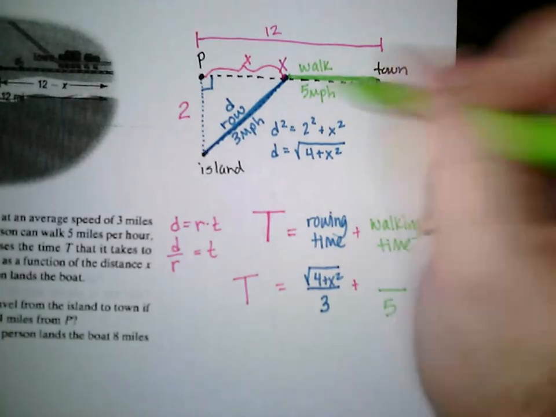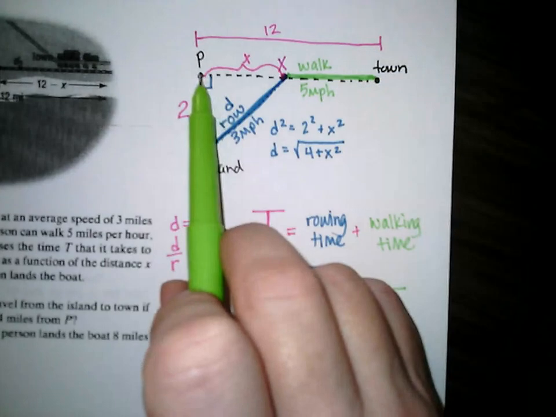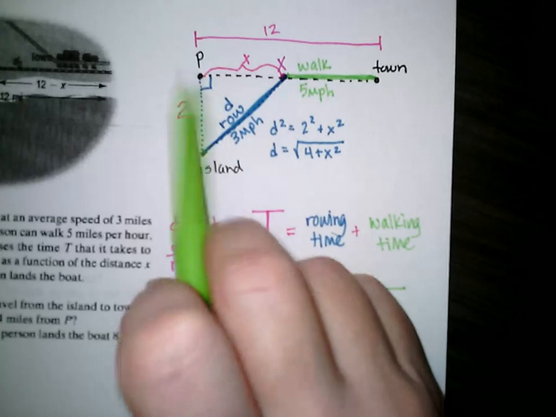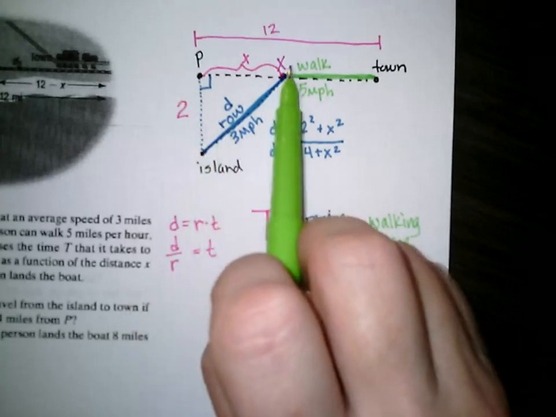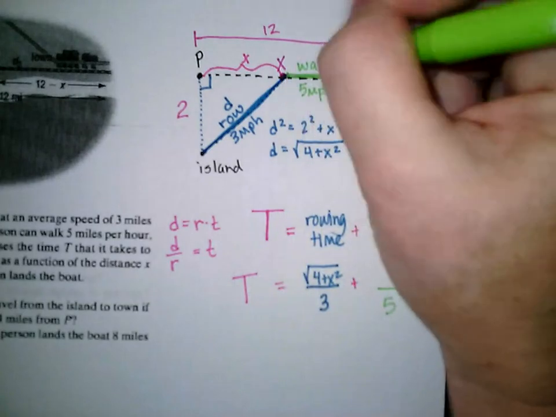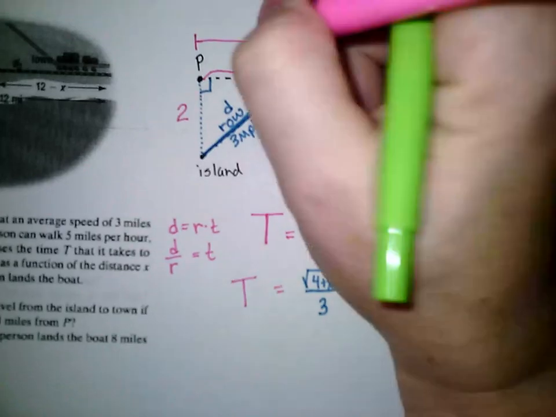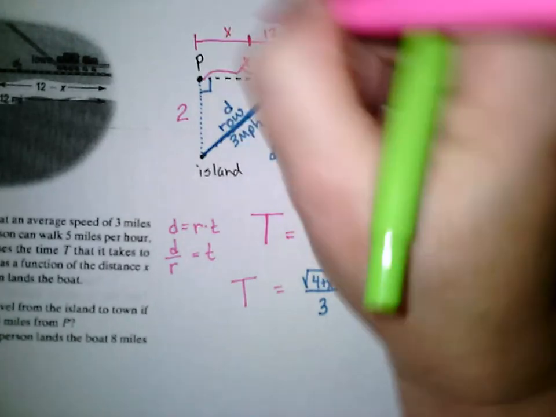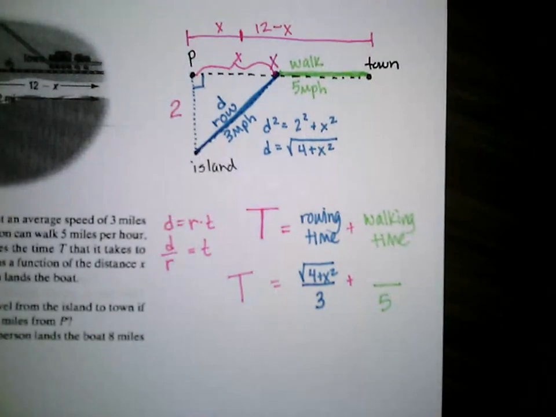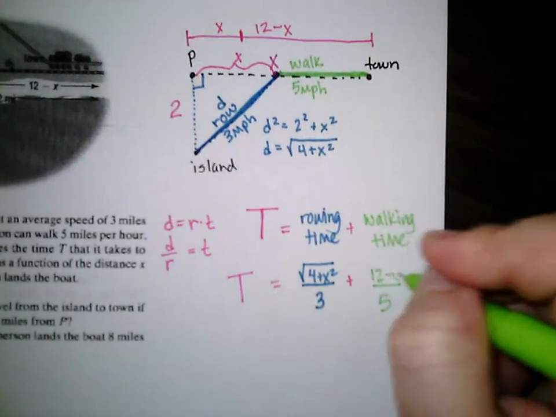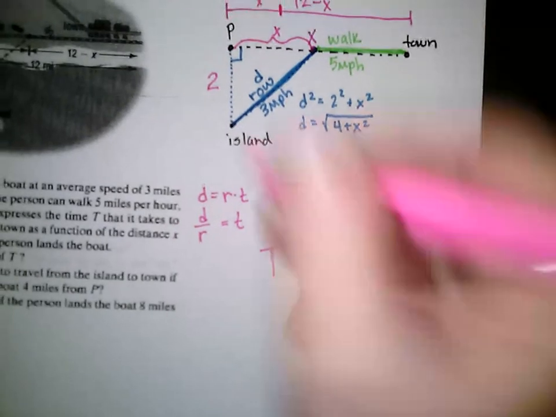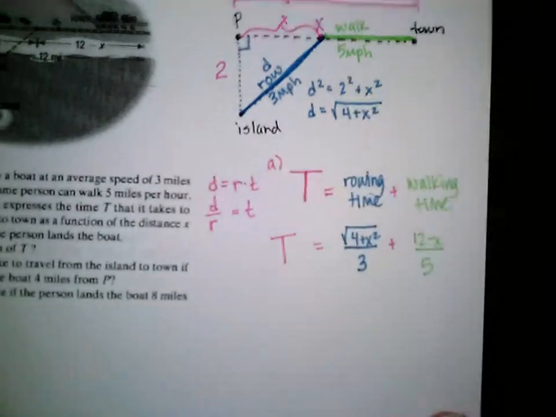Now the walking distance, if I'm going to row to a point that's x miles away from that P, if I'm going to row across here, then the amount of distance that I'm going to have to walk is going to be 12 minus x, right? Because this part of it is going to be x. The total distance is 12, so this will be 12 minus x. So my walking distance will be 12 minus x. And that's part A. Part A was to write that equation.